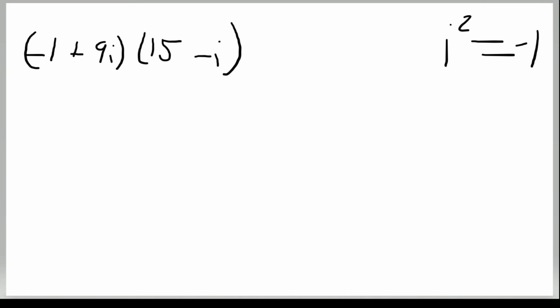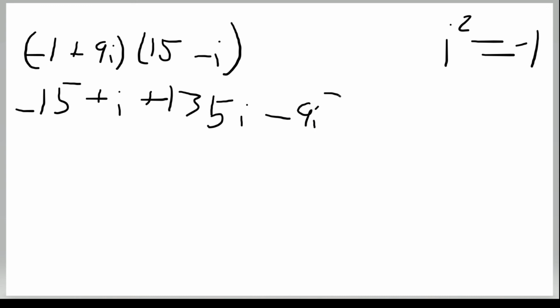Negative 1 times 15 is going to be negative 15, and negative 1 times negative i is going to be positive i. Then 9 times 15 is going to be 135, so it would be plus 135i, and then 9i times negative i is going to be negative 9i squared.